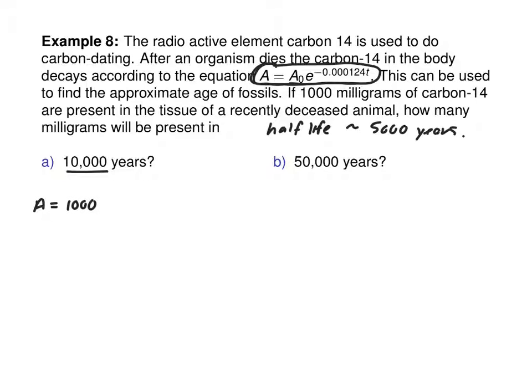1,000. E to the power of negative 0.000124 times 10,000. I have a hard time keeping track of my zeros, so I actually have to count them out. So plug that in a calculator and see what you get. I got 289.4.